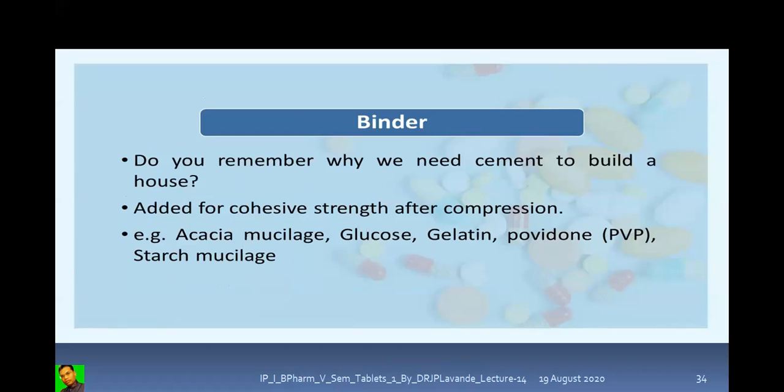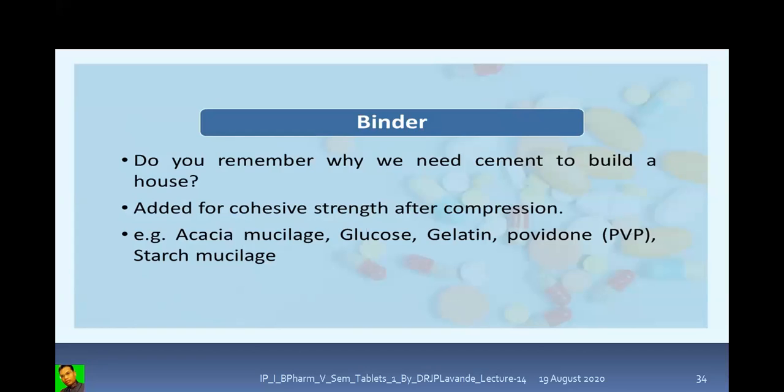Now what are the binders? Do you remember why you need cement to build a particular house? Yes, we are constructing the home, and in order to construct the home, we require cement. At the same time, when we want to prepare chapatis or puris, what are we adding into that? We are adding water. So this water acts as a binder, and this cement acts as a binder in the construction of a home or building, right?